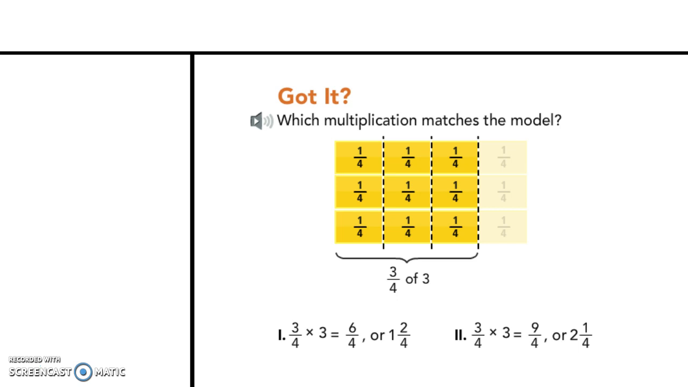Well, to find out your answer, you need to see how many you have colored in here. So when you count, you have 1, 2, 3, 4, 5, 6, 7, 8, 9. So this right here would be your correct answer. You have 9/4, or 2 1/4.